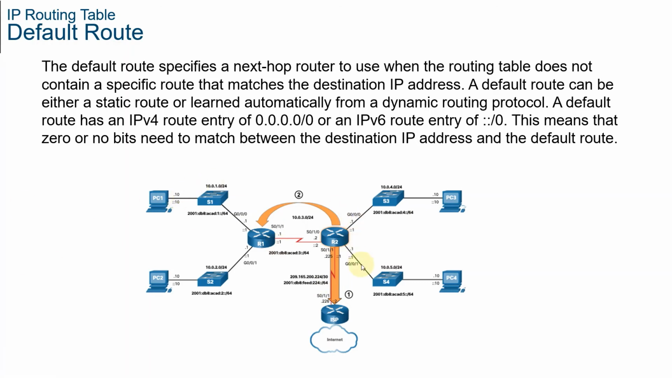Okay, so next, R2 has a default static route to the ISP router, and then the default route is advertised by R2 to R1 using the dynamic routing protocol OSPF. So R2 has shared its default route with R1 using OSPF. Okay, so R1 will now have a default route in its routing table that sends packets that do not specifically match one of the networks in its routing table to R2. Okay?